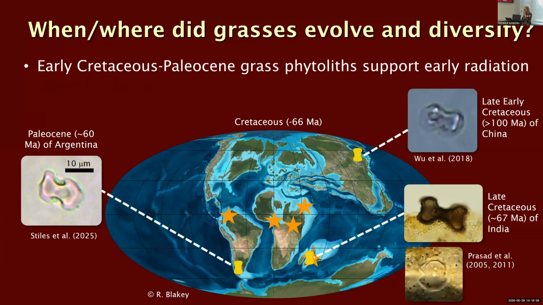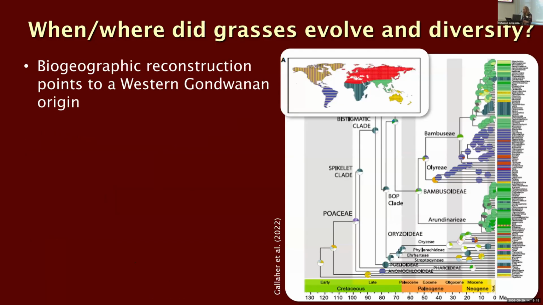Phytolith records from the last 20 years or so have supported an early radiation and pushed it back even further to maybe even the early Cretaceous, and also expanded the biogeographic range with these fossils from China. Nevertheless, when you use these fossils in a biogeographic analysis using the phylogeny of grasses, we still end up with a Western Gondwanan origin, so maybe South America or Africa.